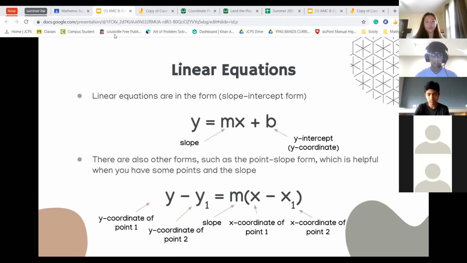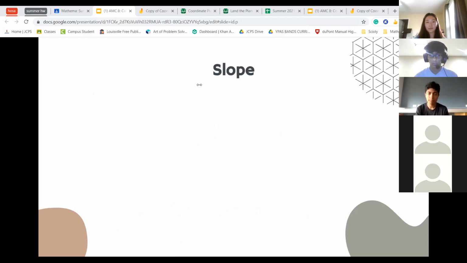The equation for point-slope form is just y minus y1 is equal to m times x minus x1. Again, m here is the slope, and x1 and y1 are just a point on the line. So it's good to find the equation if you know the slope and a point.